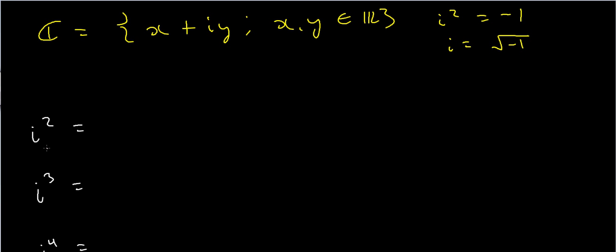So our first example asks for i squared. Well, we know that i squared is by definition minus 1, so i squared is minus 1. How about i cubed? Well, i cubed using the index laws is just i squared times i. i squared is minus 1 times i, and minus 1 times i is just minus i. So i cubed is minus i.